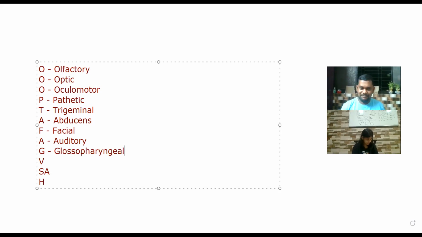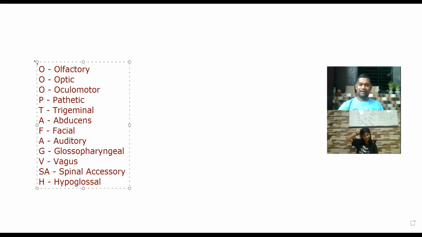Glossopharyngeal. Glossopharyngeal. The next is vagus. Vagus. Then you have spinal accessory. And then you have hypoglossal. Cranial nerves, 12 pairs.